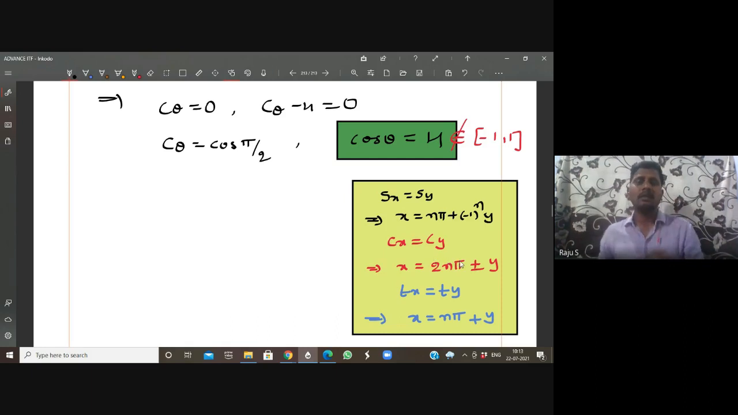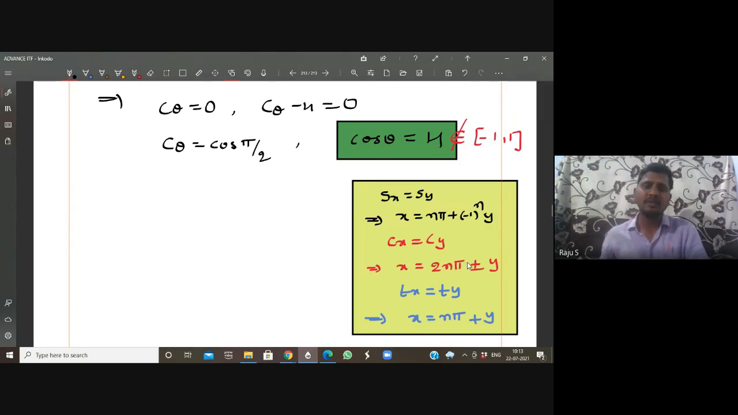If they ask cosecant, then the general solution of sine becomes the general solution of cosecant. It's the reciprocal only, no? In the same way, the secant general solution is given by cos, and the cot general solution is given by tan. Right. So here they have given the interval clearly.